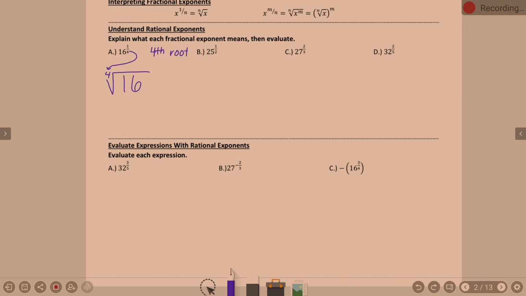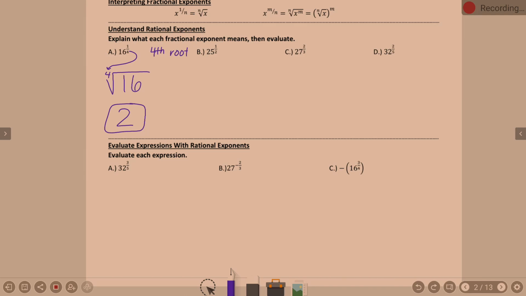What do you think, Emma? 2. Positive and negative 2. Actually, I'm going to be difficult here. It's only 2. Now, hopefully you see what Ashley's trying to say. Does it make sense he's trying to say plus or minus 2? It's a 4th root, it's an even root.